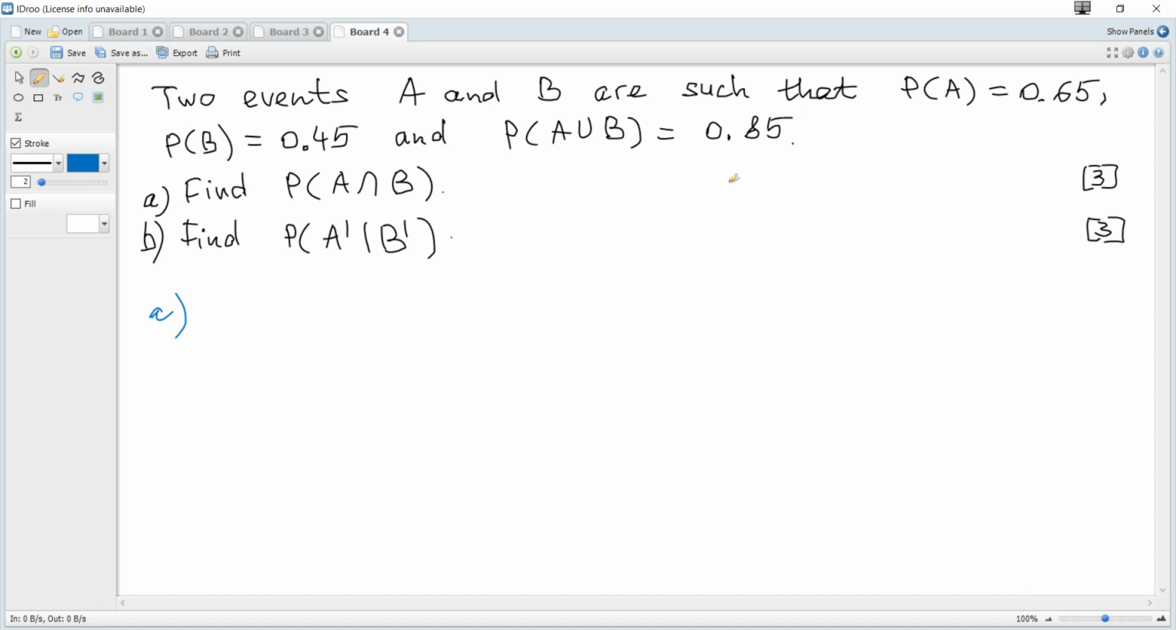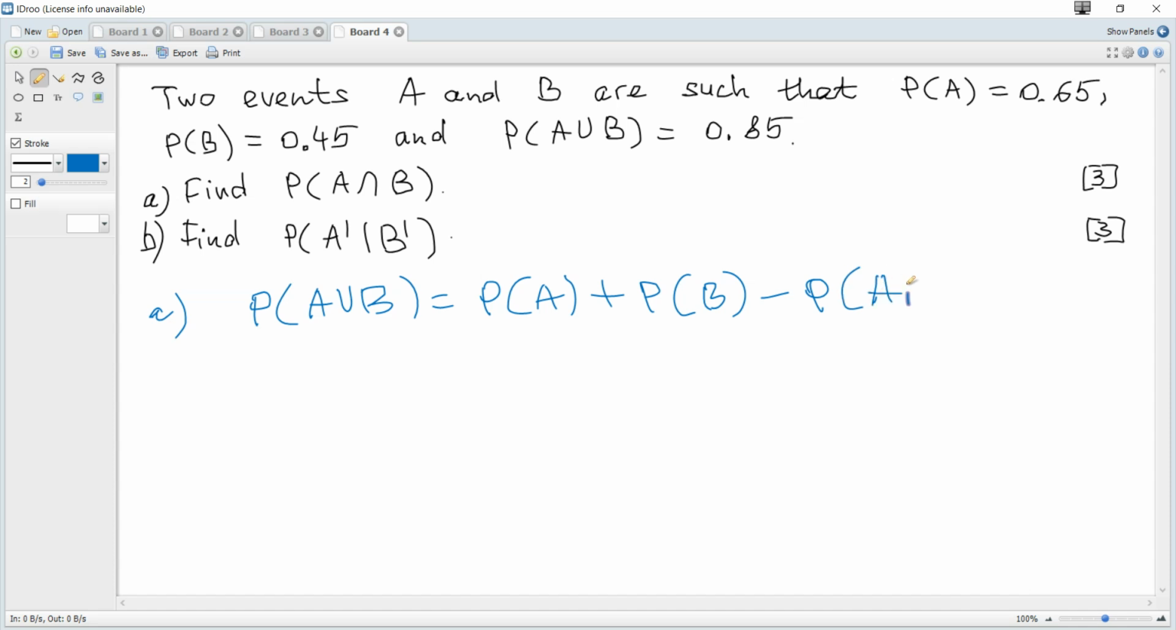So we can see that probability of A, probability of B, probability of A or B, and probability of A and B are involved, and we know that there is a formula which connects all these probabilities. The formula is given in the booklet, and it says that probability of A or B is equal to probability of A plus probability of B minus probability of A and B.